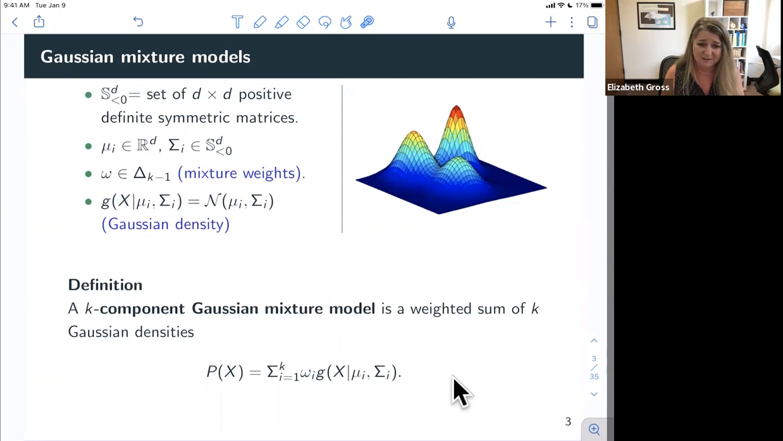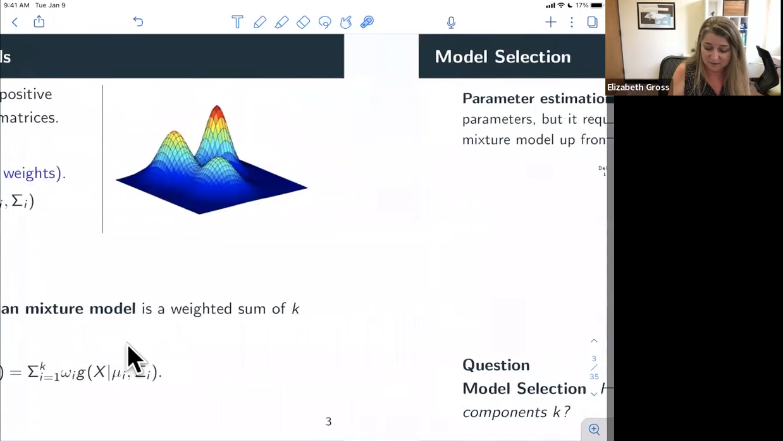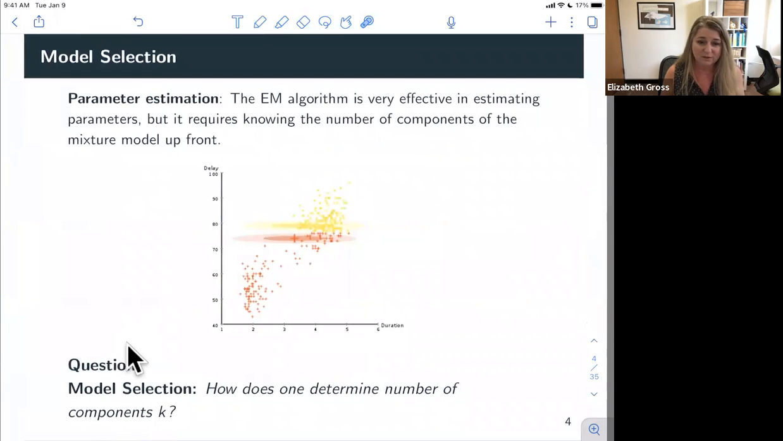So what are the statistical challenges with Gaussian mixture models? The first one is parameter estimation, and on my next slide I will talk about the EM algorithm that aims to answer this parameter estimation problem. But the other thing that's hard is figuring out how many components you have. And that's going to be our focus today. To summarize these two different things.